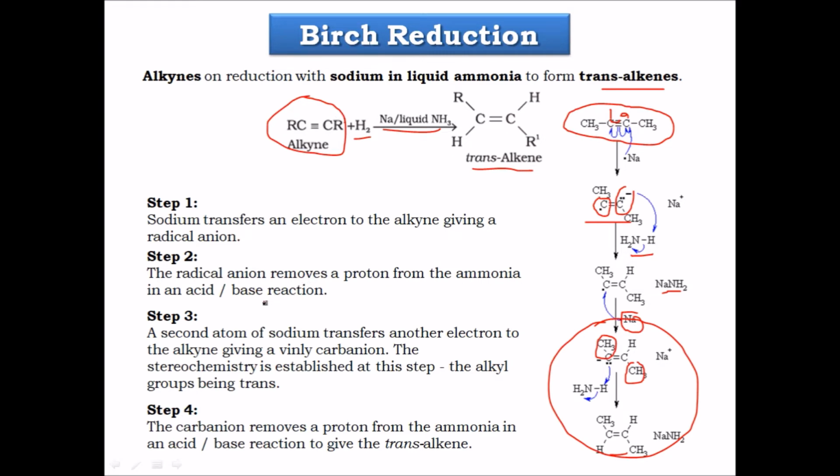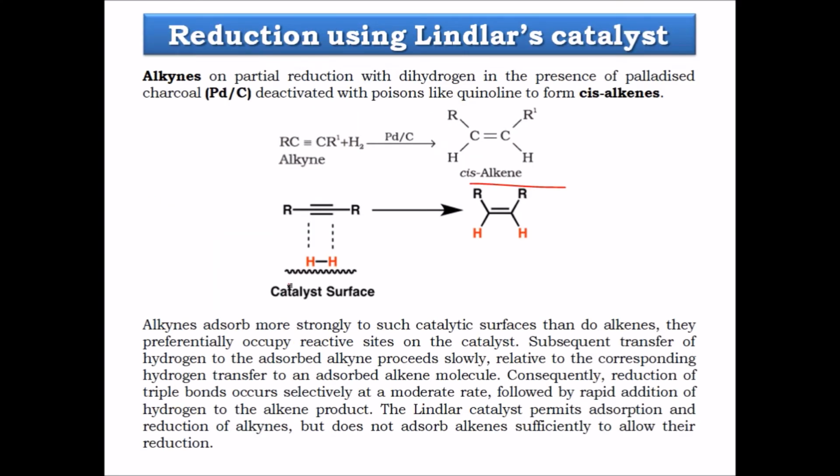So after this, we have one more similar reaction, the preparation of alkenes again from alkynes, but with only one change here. Again the same hydrogen gas will need to pass, but in the presence of not sodium and liquid ammonia; instead you have palladized charcoal, or palladium on carbon. Okay, this is a very simple reaction, a partial reduction, conversion of alkynes into cis-alkenes.